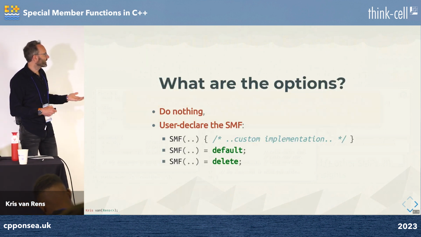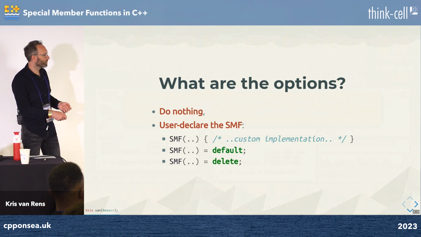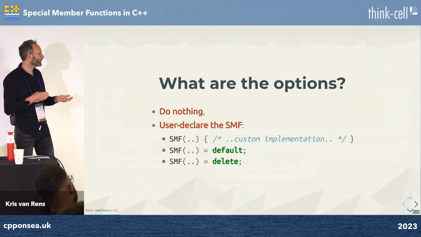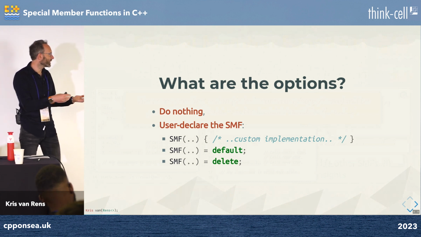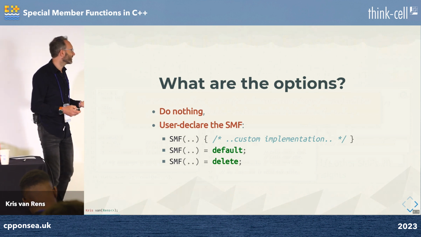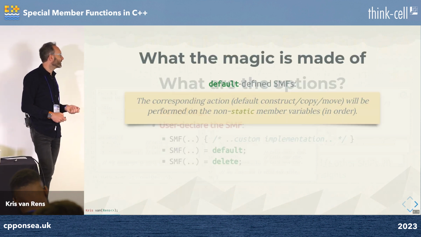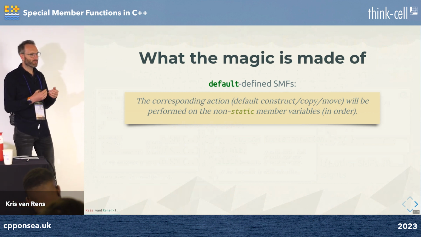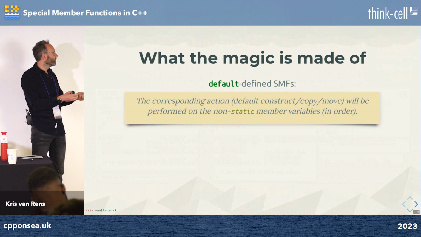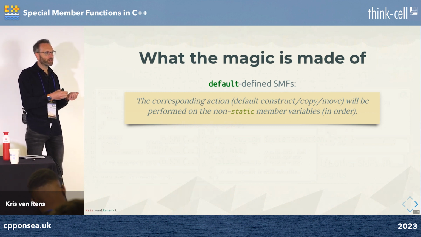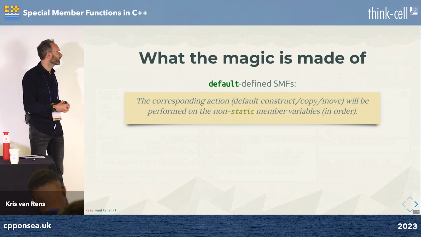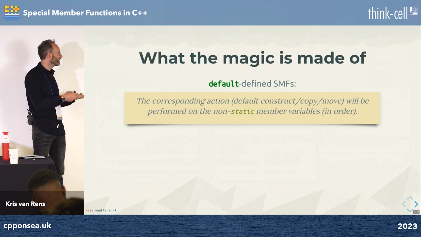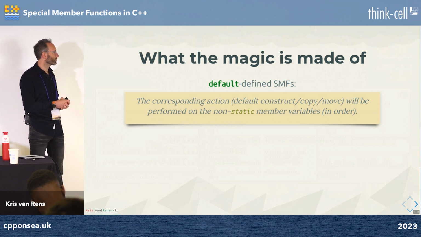Then what is this magic made of? If we request a default implementation or we delete it, what does that mean? What is the compiler going to do? Is it going to use ChatGPT to generate a special member function? Well, of course not. That would be silly. What it will do is recursively, in order, put the corresponding action on all the non-static member variables of a class. And that is what happens if you do a default definition of a special member function.